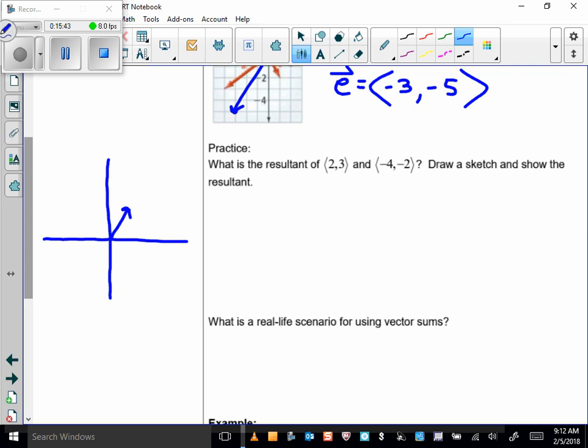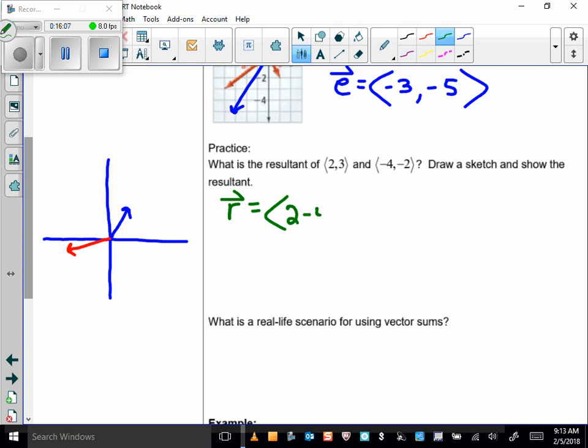(2, 3). And then we got (-4, -2). So (-4, -2). So there's our other one, (-4, -2). And then we want to know what is the resultant. So I'm going to just call it R. Let me do it a different color. We'll make it green. R, I'm just going to add the components.